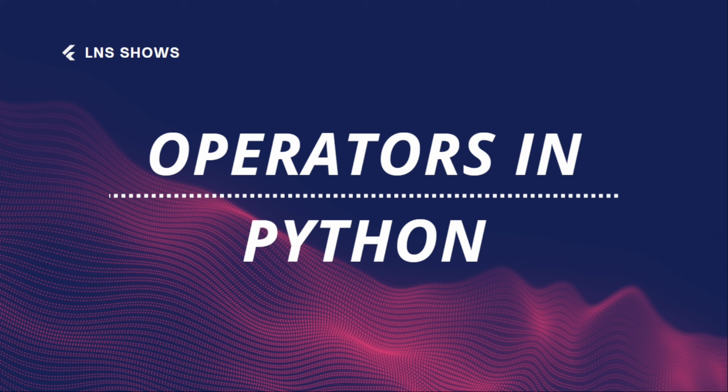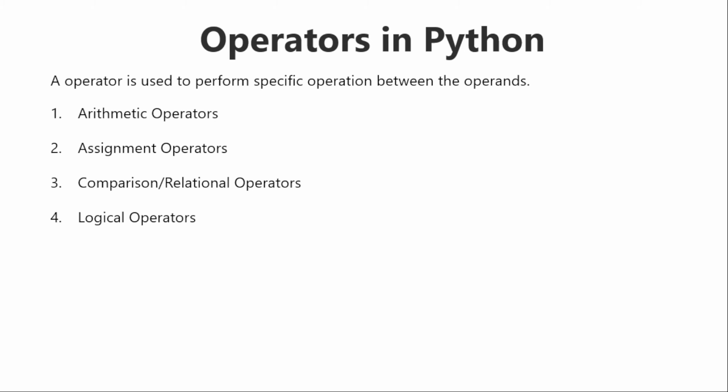In today's session, we will be discussing operators in Python. There is a set of operators used to perform operations between values or operands. Those are called operators. An operator is used to perform a specific operation between the operands.